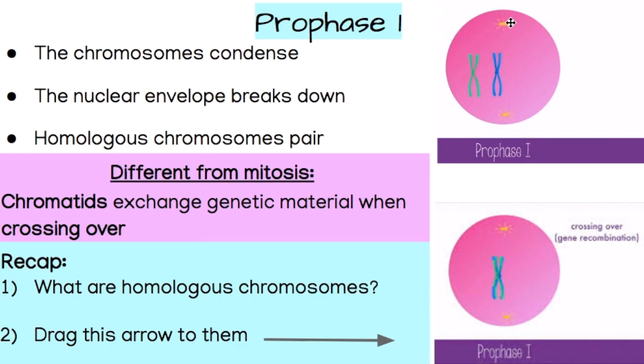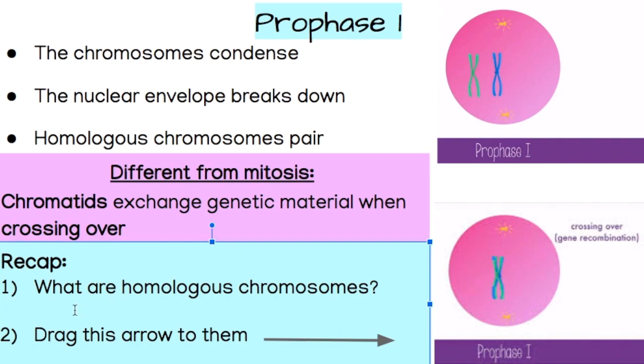Here's an image where you can see the centrioles are moving around to the other side of the cell to get ready, and here it doesn't move, but you can see those chromosomes have now intertwined, the blue and the green, and that's the crossing over part. They'll separate in a little while. Different from mitosis, the chromatids in meiosis are going to exchange their genetic material when they cross over.